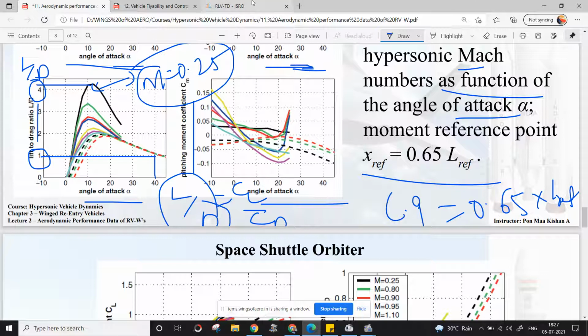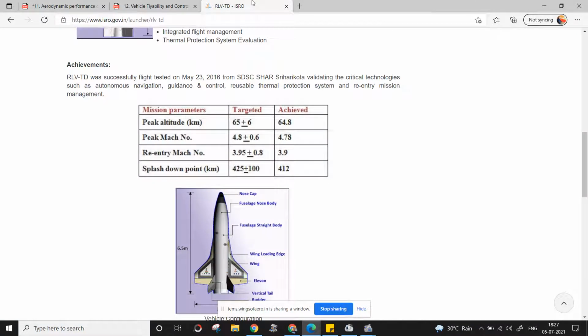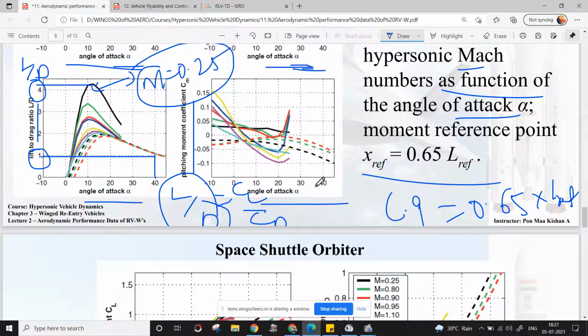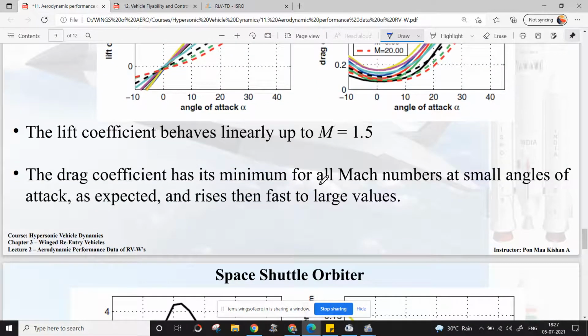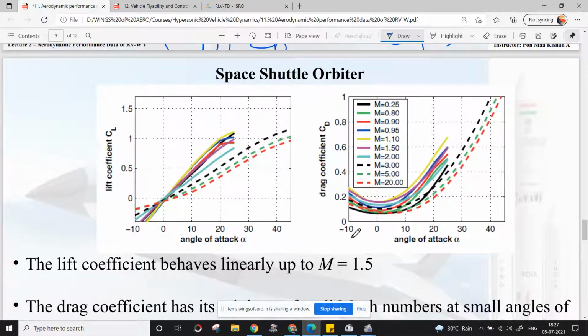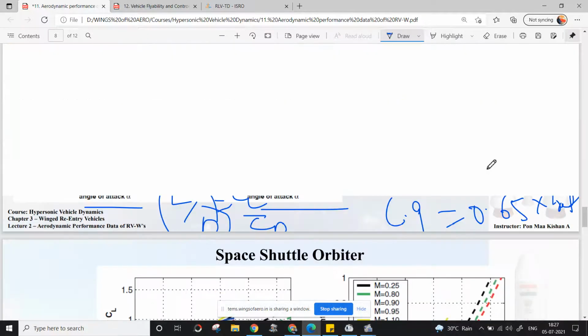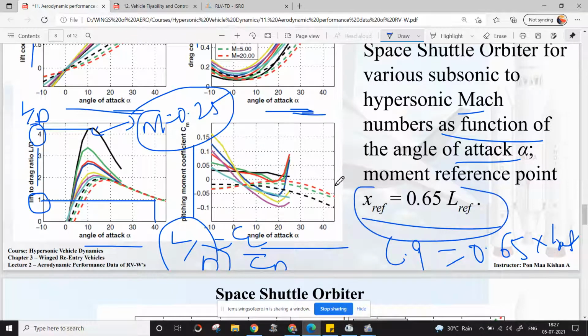Remember that ISRO is still under development of RLV-TD. So there are many chances if you develop a new model and submit it to ISRO. Okay. The same scenario has been repeated with various locations of center of gravity, and we can verify whether our vehicle is going to be stable or not. Okay.